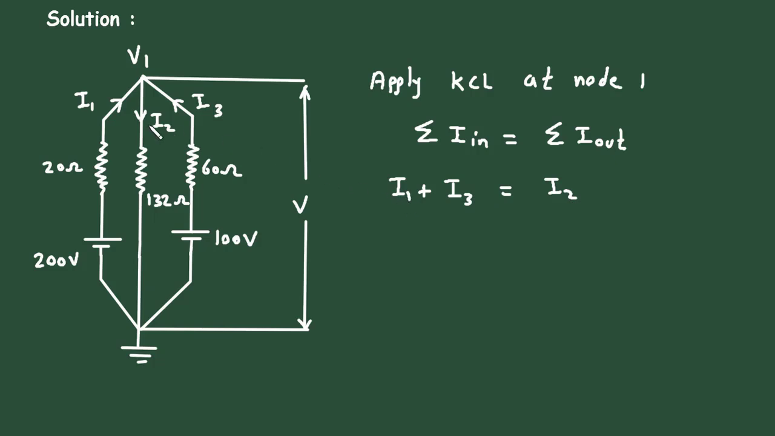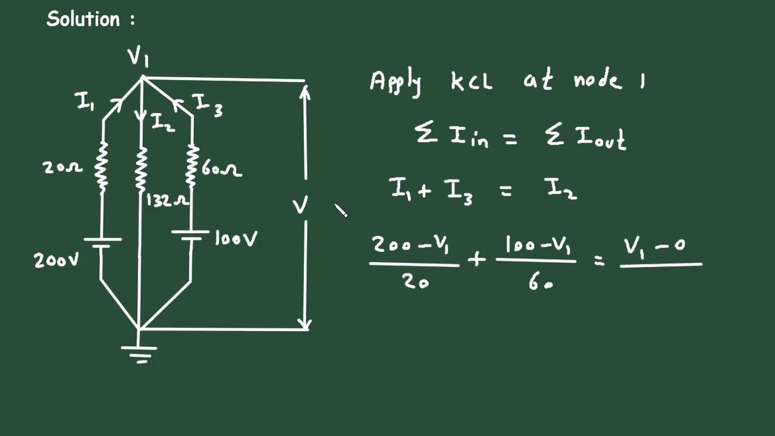So let's write I1 in voltage form. So it will be 200 minus V1 divided by 20, then plus I3. Now I3 will be 100 minus V1 divided by 60, is equal to I2. Now I2 will be V1 minus 0 divided by 132. Now let's solve this and get the value of V1.